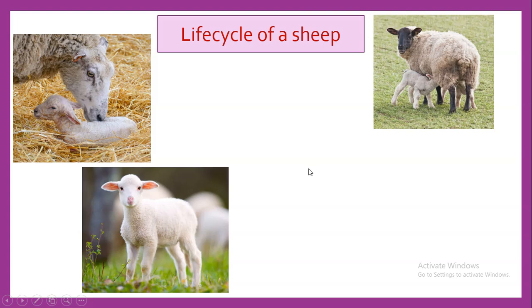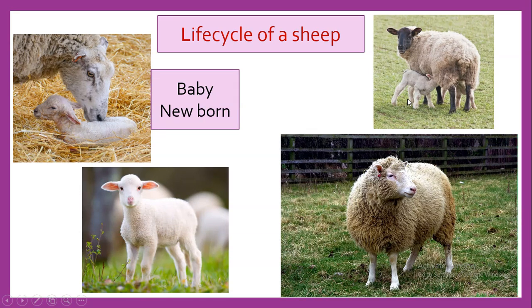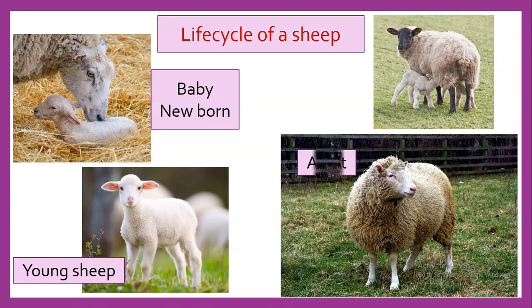Now it's a young sheep. It grows and develops into an adult. So, a baby or a newborn drinks milk from its mother. It grows and develops into a young sheep. Then it will become an adult, fully grown, and it can reproduce.